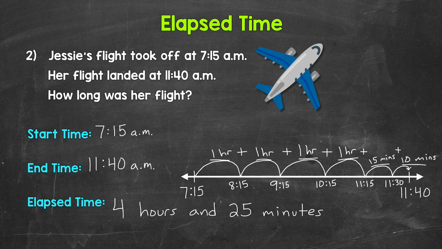So there you have it. There's how to find elapsed time using a number line.